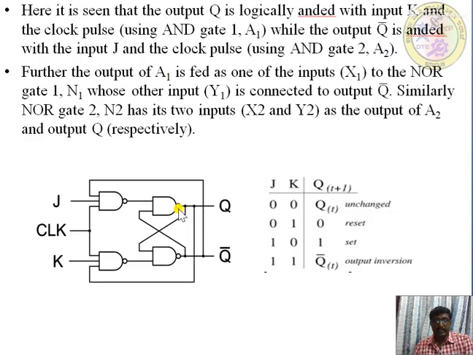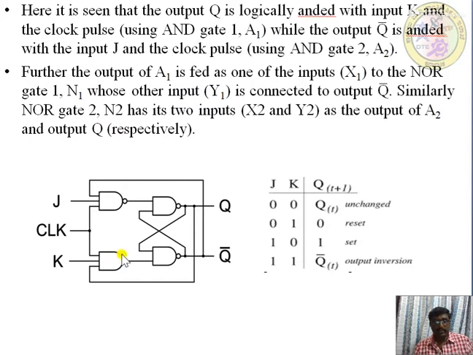If we want to build it using only NAND gates, the circuit looks almost the same as the SR flip flop. The only thing is, in the SR flip flop we use only four 2-input NAND gates, but here we use two 2-input NAND gates and two 3-input NAND gates. See here, one input is for the clock, another is J and K, and Q bar is connected at the top NAND gate and Q is connected to the bottom one. This is the feedback circuit.